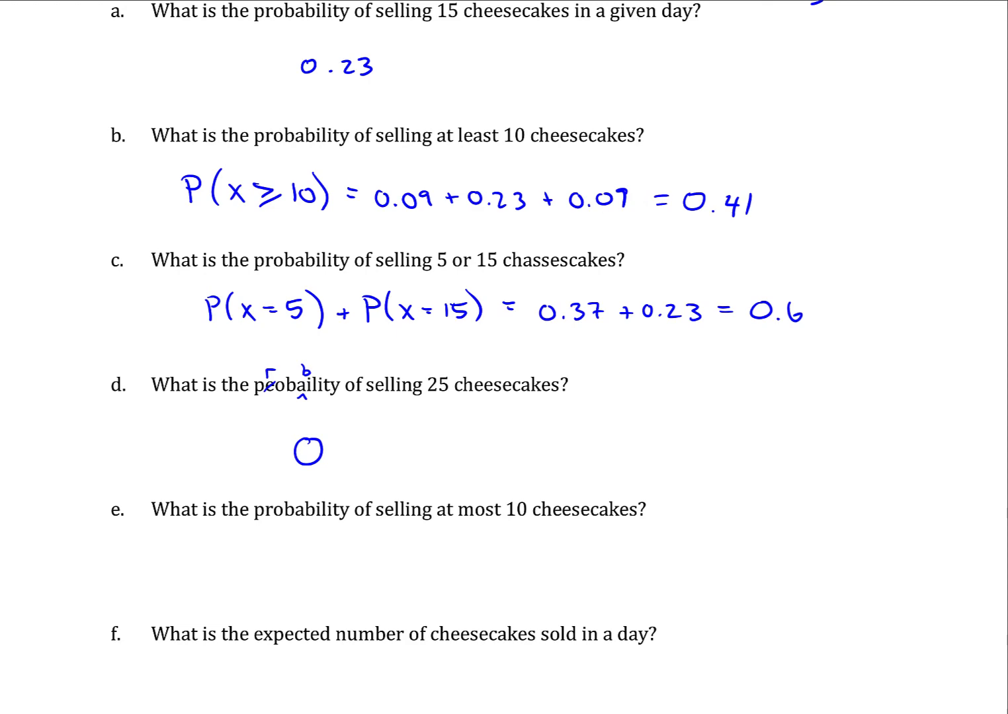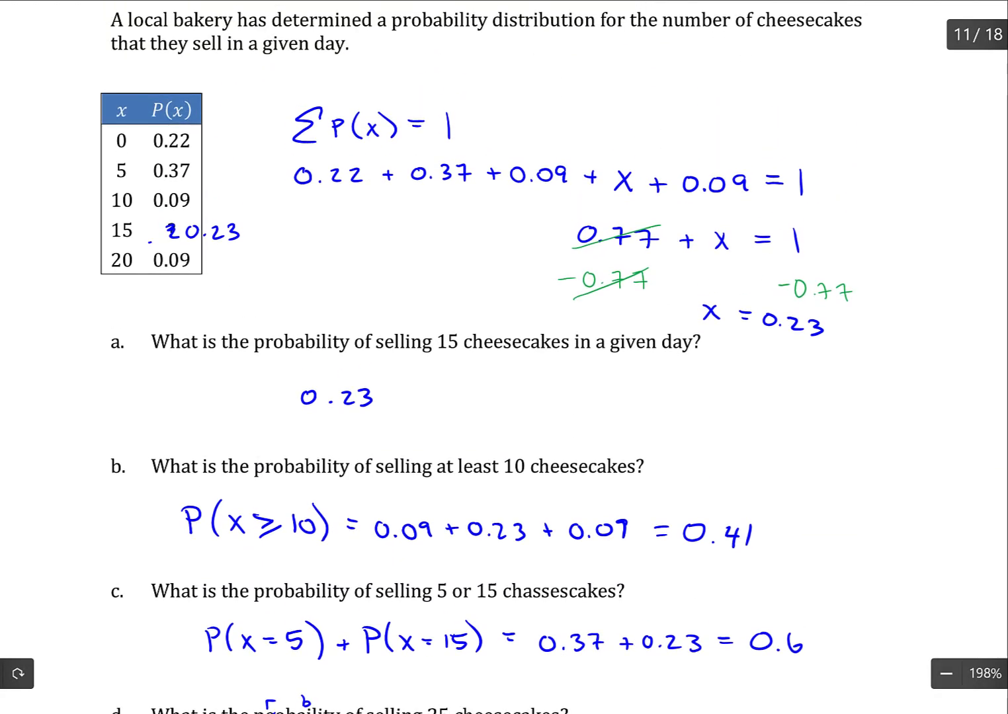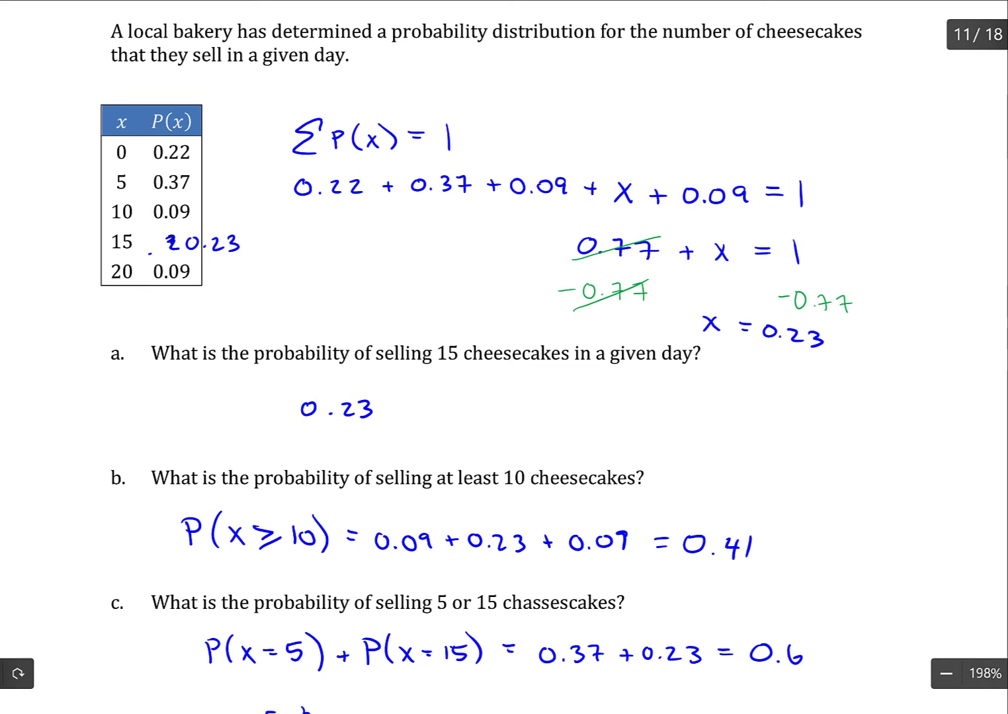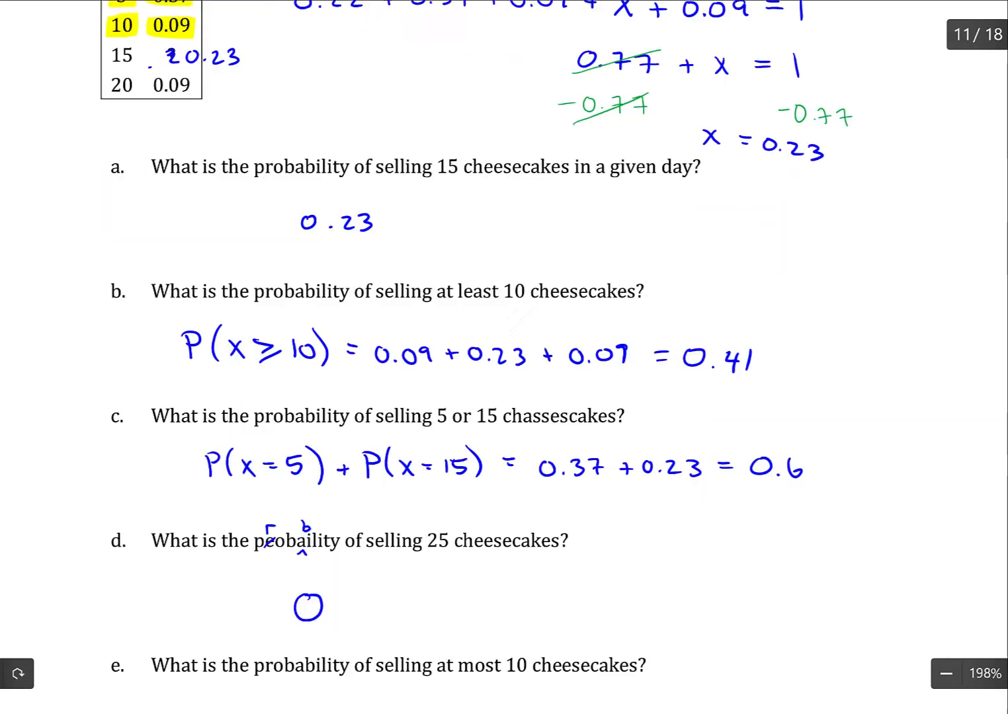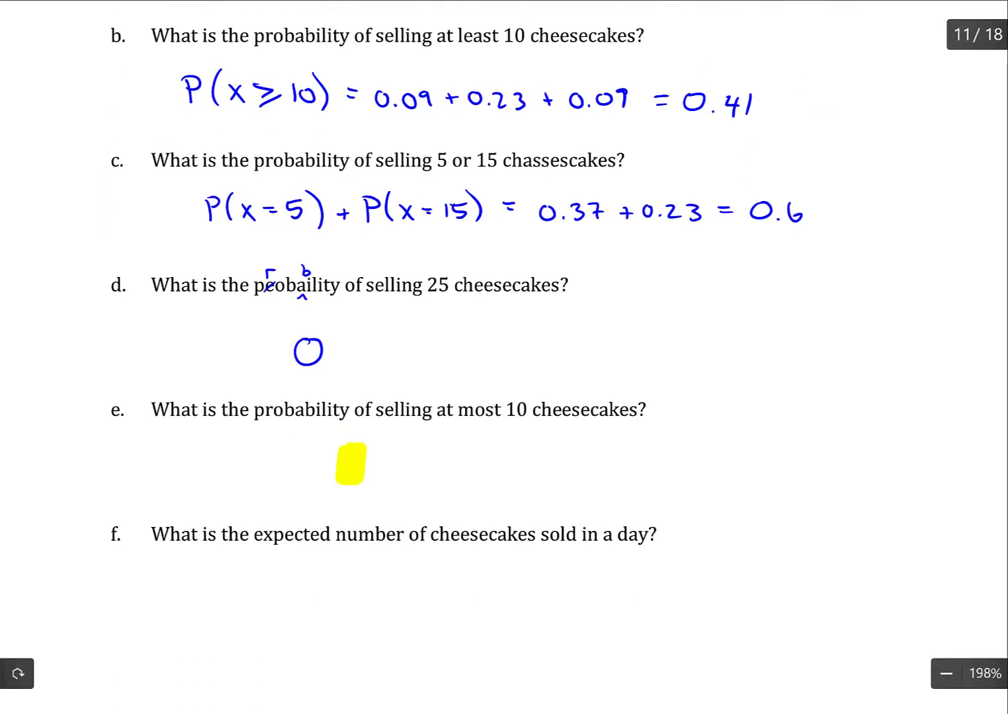So, what is the probability of selling at most 10 cheesecakes? So at most 10 cheesecakes would be 0, 5, or 10. Because at most 10 would be less than 10, but including 10. And sometimes you have to parse through the English language in order to understand those concepts. But at most 10 would be up to and including. So we would add together 0.22 plus 0.37 plus 0.09 for a total of 0.68 for our probability.